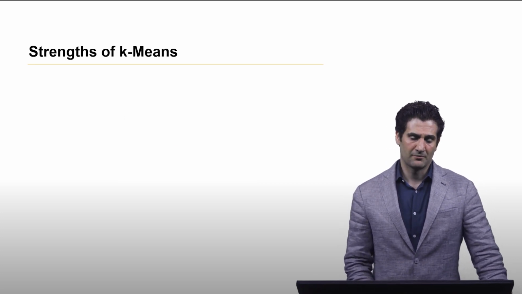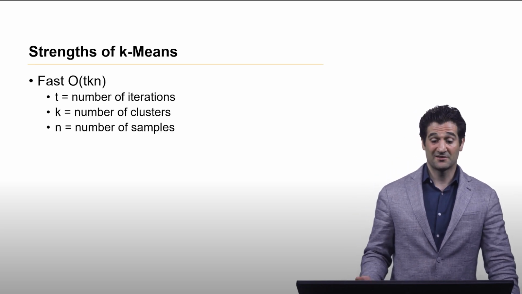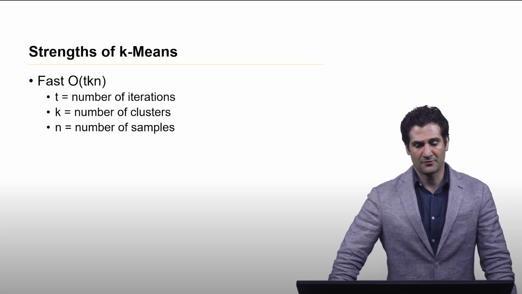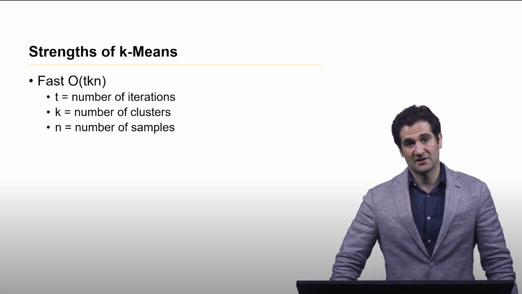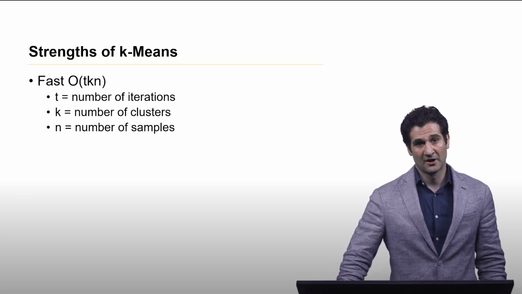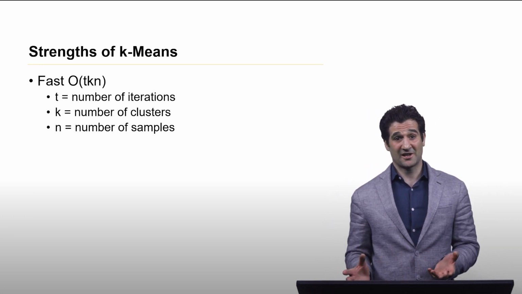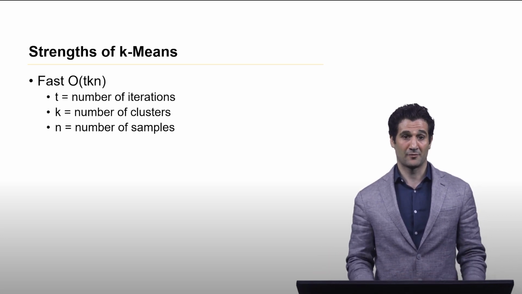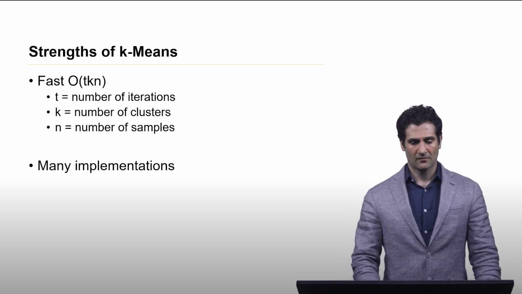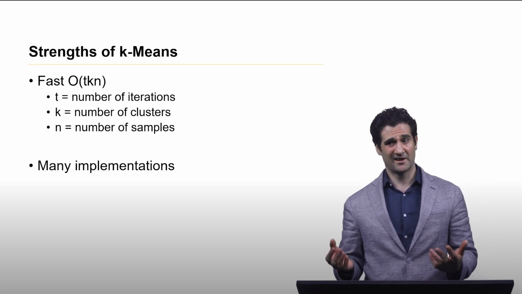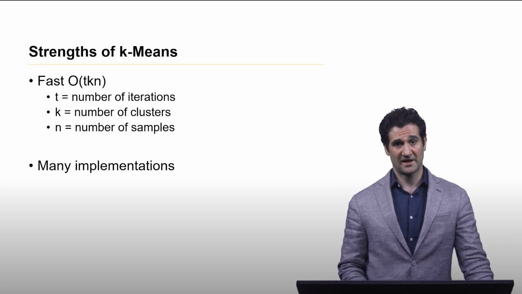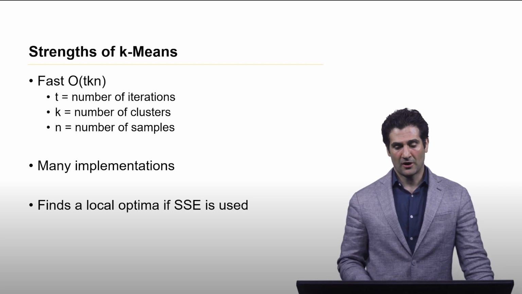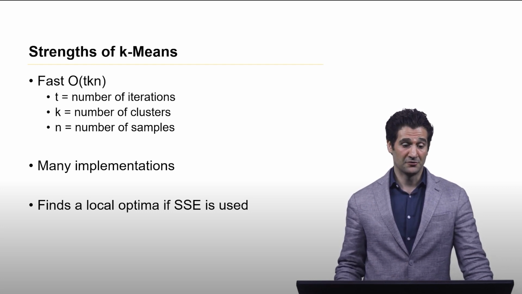So what are some nice things about k-means? Well, one is it's really quite quick. The time complexity is O(TKN), where T is the number of iterations, K is the number of clusters, and N is the number of samples. Most people consider it linear time because K and T are often much smaller than your number of samples. There are a whole lot of implementations out there. Every major machine learning toolkit has a k-means implementation. And it finds a local optimum if the sum of the squared errors is used.